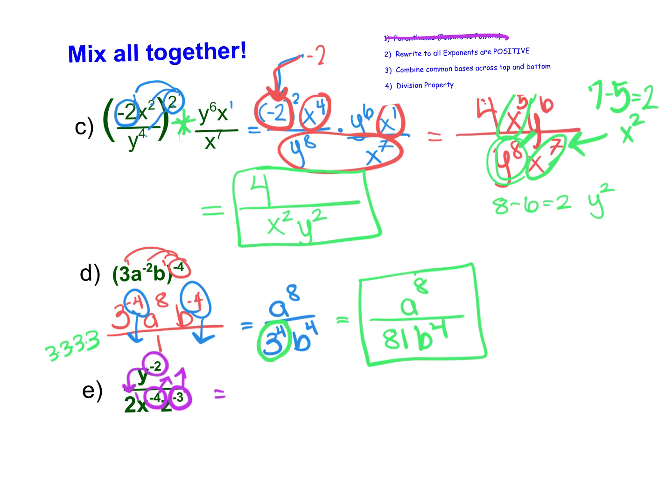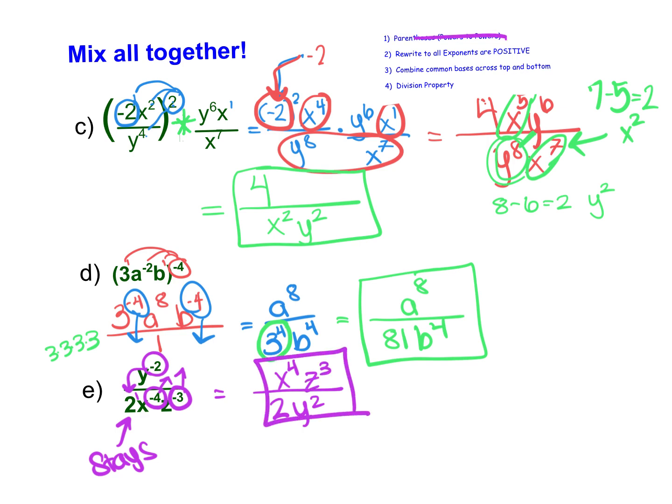So what I want you to notice here that is kind of tricky is that this 2 stays put. It has a positive exponent of positive 1. So this is going to become 2 in the bottom because that stays in the bottom. The y to the power of negative 2 moves down and becomes a positive exponent. And then the exponent for x becomes positive as it moves up. And same thing for z. And then if I look, I've taken care of that step there. Then it says combine common bases across top and bottom. That doesn't apply. And the division property also does not apply here.